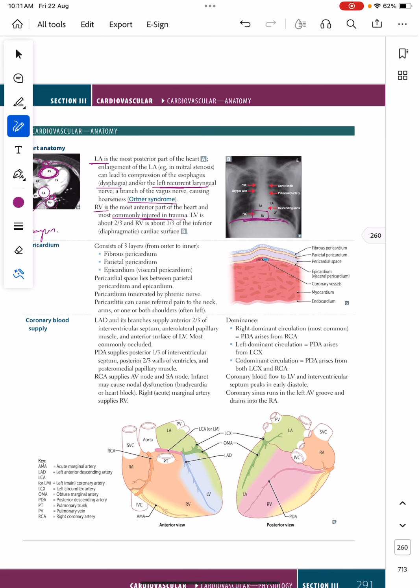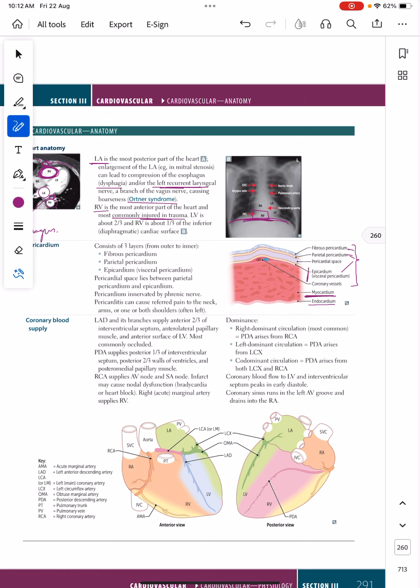Now about the layers of the heart wall, there are three layers. Endocardium is the innermost layer of the heart. Myocardium is the thickest layer, while the pericardium is the outer layer. The pericardium is again divided into the fibrous pericardium, the parietal pericardium, and the epicardium. There is a space between the parietal and the visceral pericardium, which is known as the pericardial space. You will study that in pericardial tamponade and pericarditis. So these are the layers.